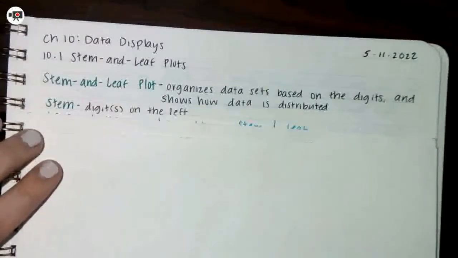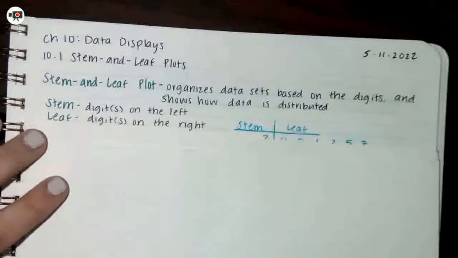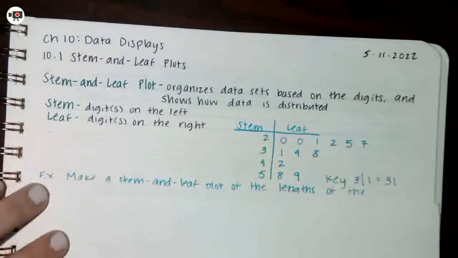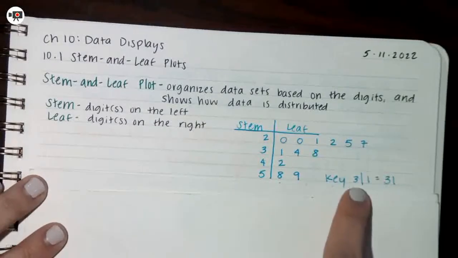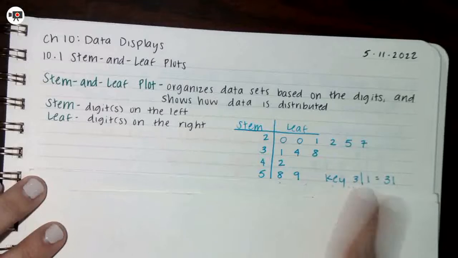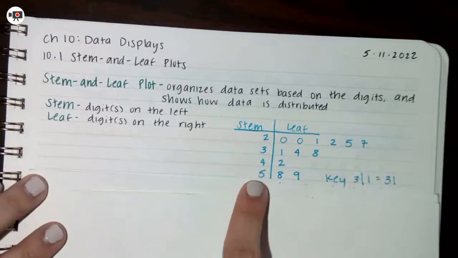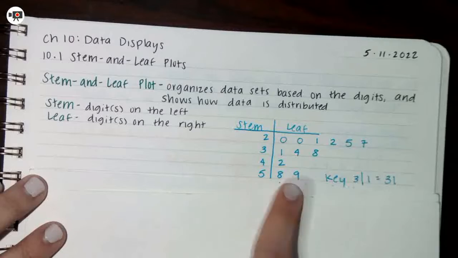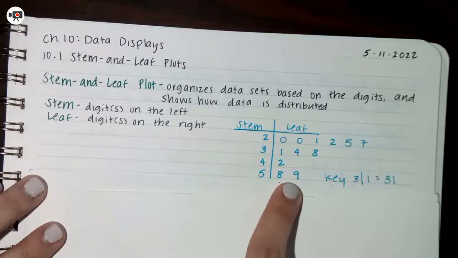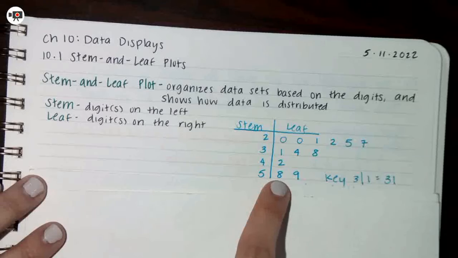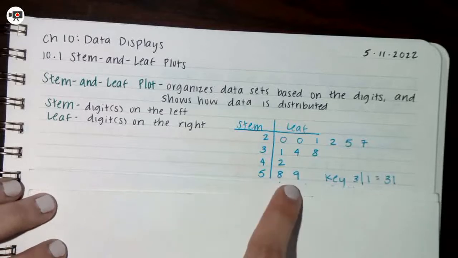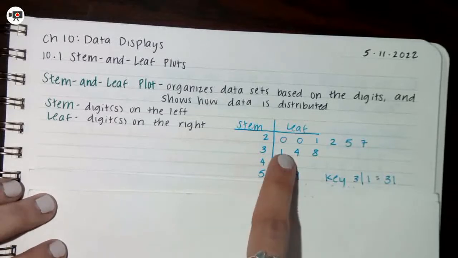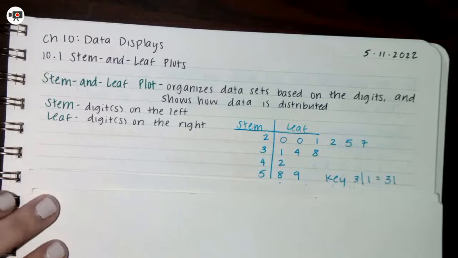One part of it is the stem, those are the digits on the left, and the leaves are the digits on the right. So here we have a stem and leaf plot, and the key tells us that the 3 separated by a 1 means 31. So here we have the 10's place represented in the stem and the 1's place represented in the leaf. If you take the 5 and the 8, one of the data numbers in the set is 58. We have a 59, we have 42, 38, 34, 31, and so on.